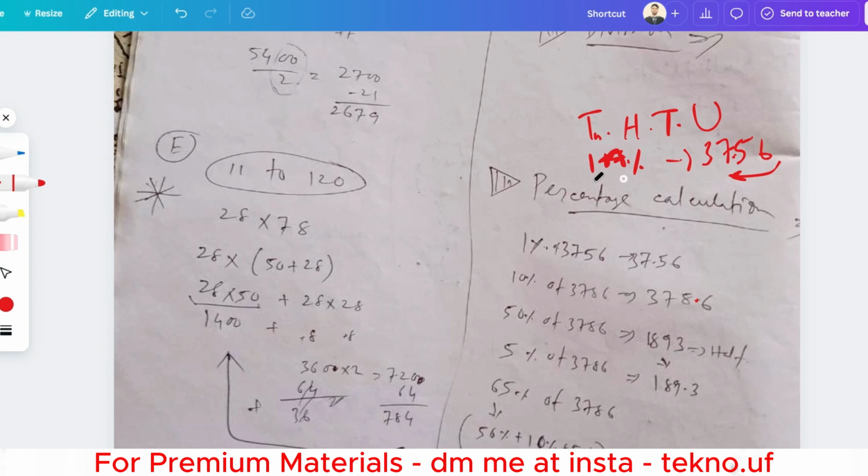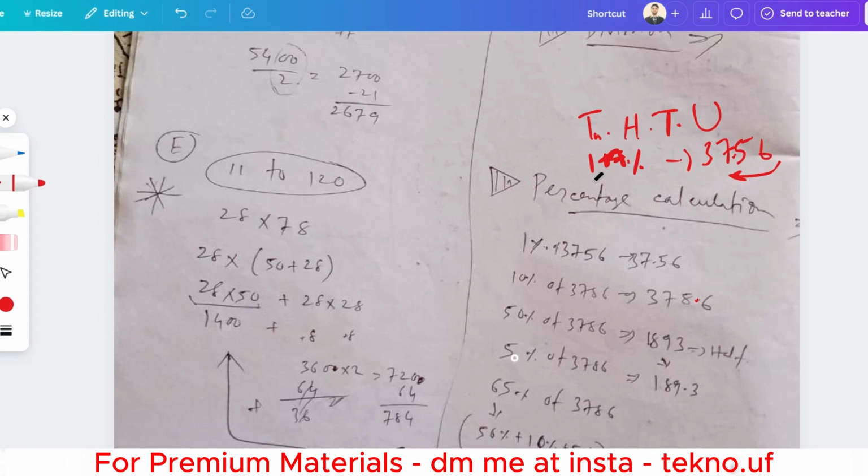So let's say 100% of 3756 is 3756 itself. So what will be 50% of this number? That is half of this number. You can calculate it, just divide by 2. So that becomes 1878. And if you are calculating 5% of this number, you have already calculated that 50% of this number is half of this number.